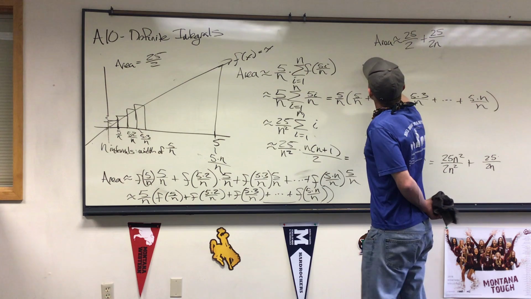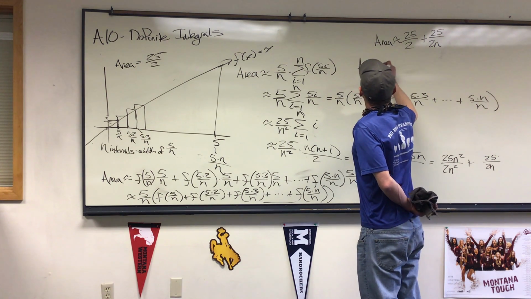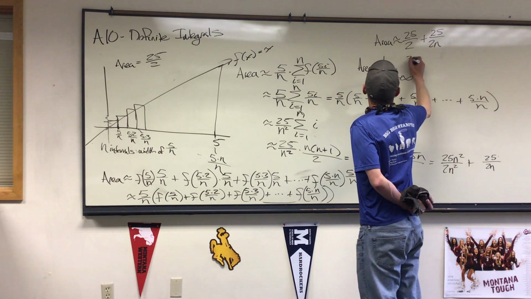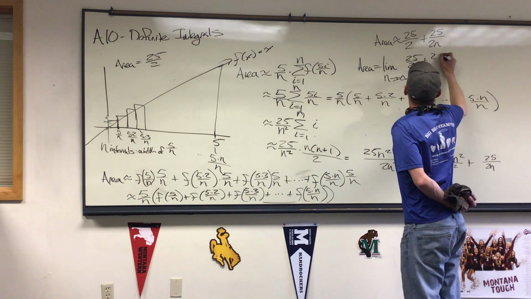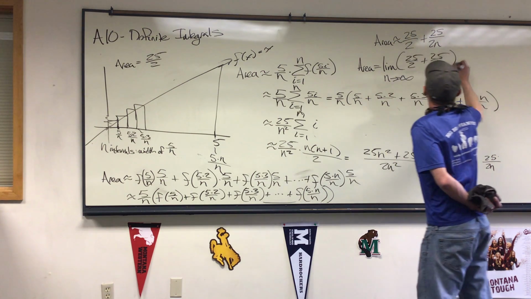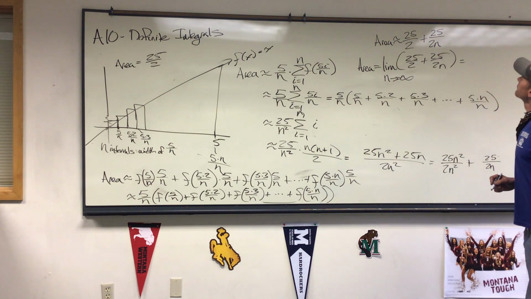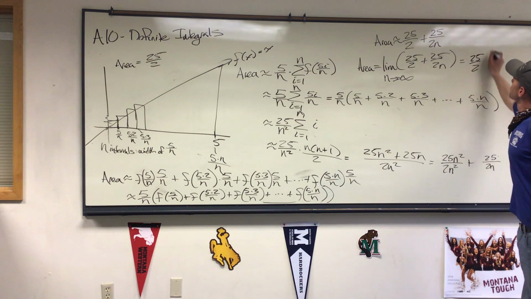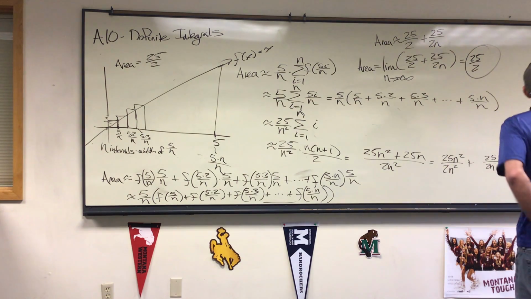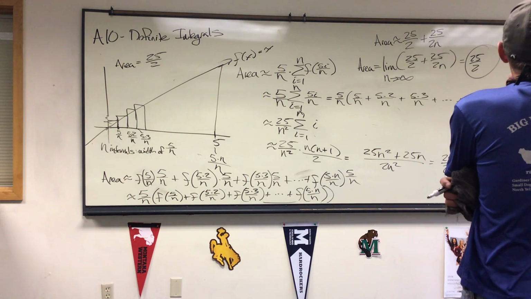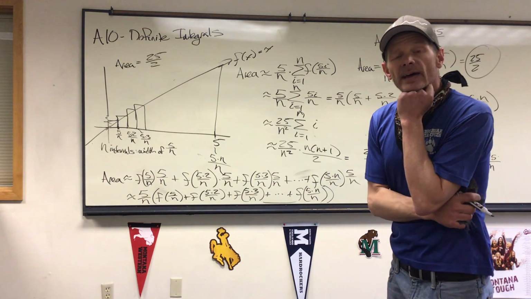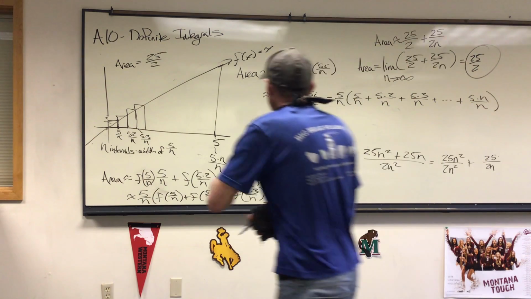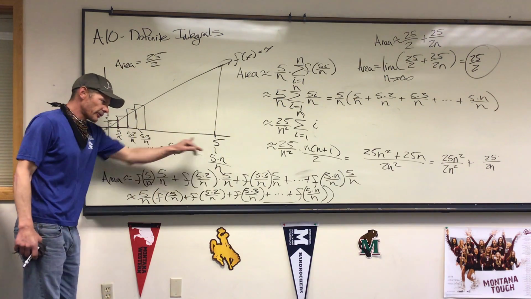But now we can say that the area is equal to the limit as n goes to infinity of 25 halves plus 25 over 2n. And lo and behold, what do we get? This term goes to 0. Wow. Huh? So, that's that. That's how we use summation to find the exact area under this curve from 0 to 5.